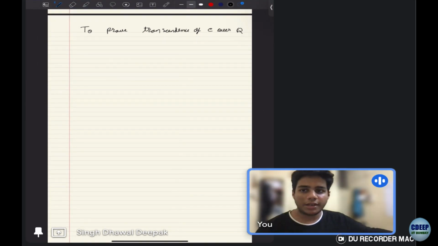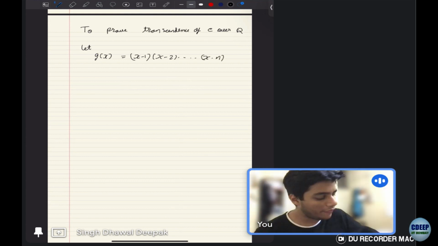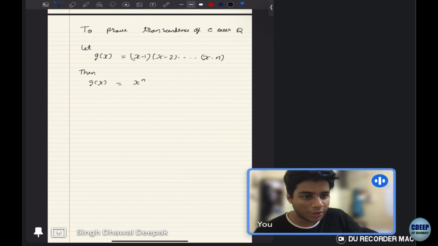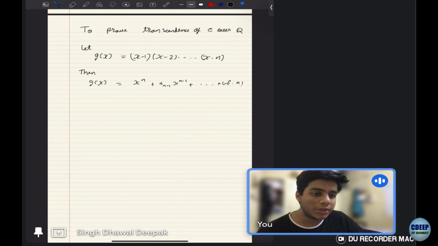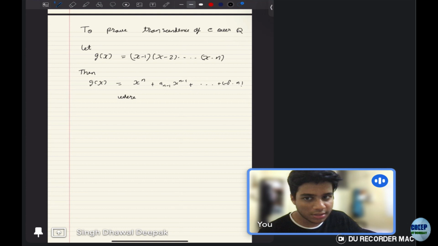So let us start by defining the polynomial g(x), which is equal to (x minus 1)(x minus 2) all the way up to (x minus n), right? And as you can see, if we expand it, then g(x) will be equal to x raised to n, so it's going to be a monic polynomial of degree n, plus it will have coefficients. Let us call them a_i's. And the last coefficient will be 1 into 2 into 3 all the way up to n, with a minus 1 or plus 1 sign depending upon whether n is odd or even. Since 1 to n are all integers, all a_i's belong to Z, correct?